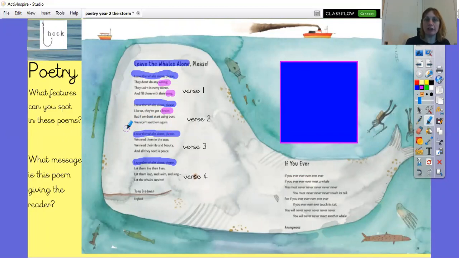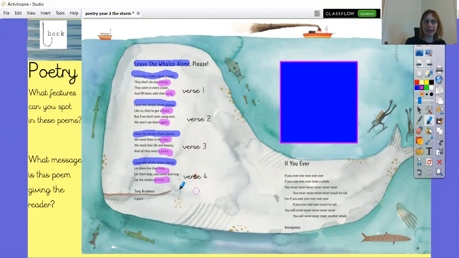If we don't start to use ours, we won't see them again. There's the rhyme. We need them in the seas. We need their life and beauty, and all they need is peace. Let them live their lives, and then we're going to find the rhyme with survive.